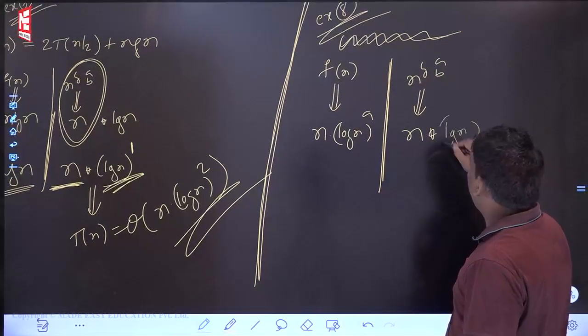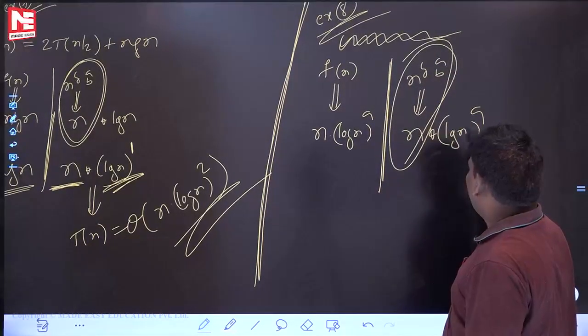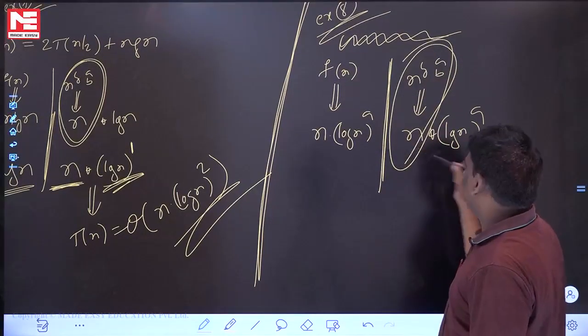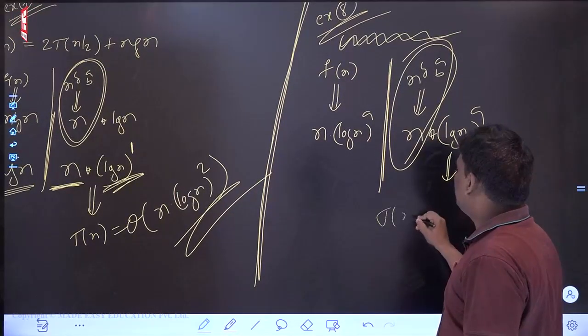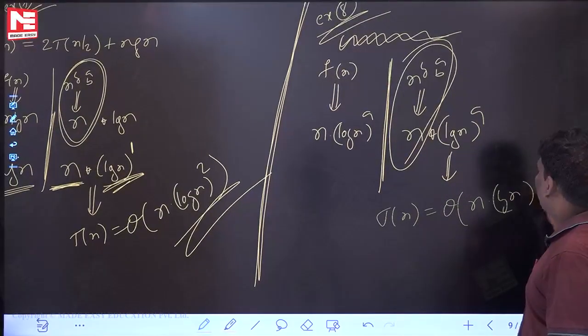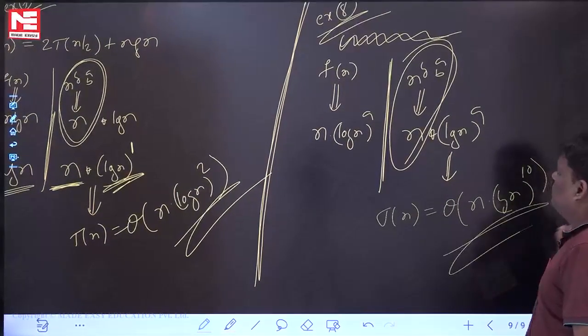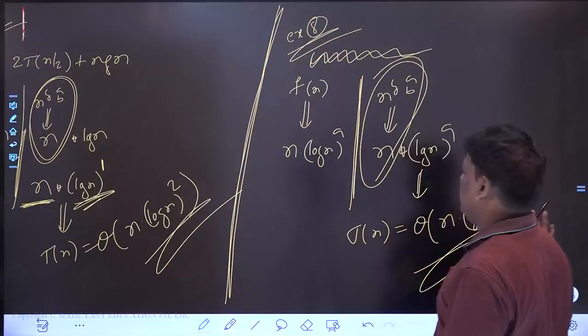(Log n) whole power 9, multiply, then both are equal. If you multiply by (log n) whole power 9, both are equal, since logarithmic time is smaller. Then the answer is T of n is equal to Theta of n into (log n) whole power 9 plus 1, that is power 10. That is example 8. I am thinking you are okay.